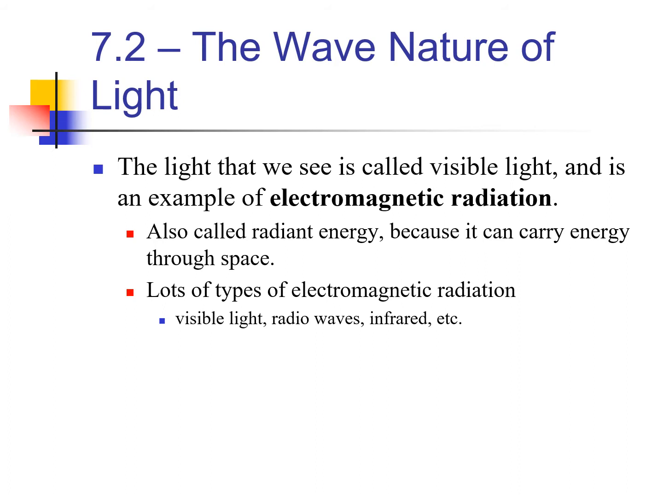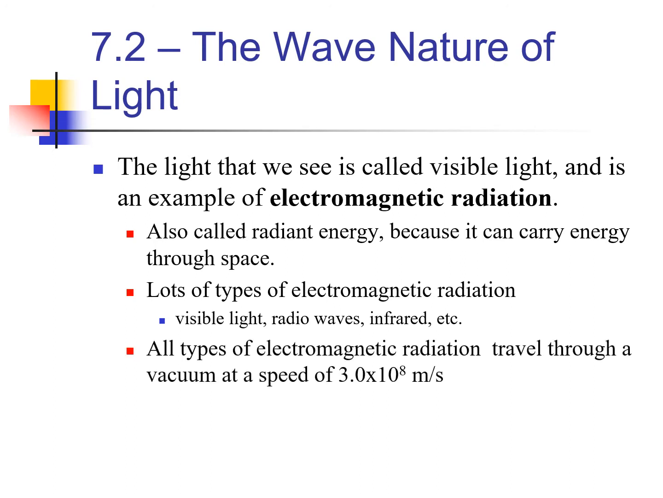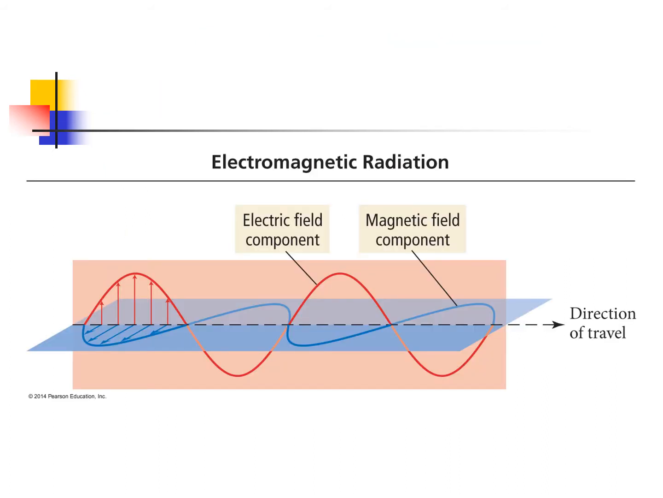The light that we see is just a type of electromagnetic radiation that we have sensory organs attuned to. Now, all electromagnetic radiation travels through a vacuum at a speed of 3 times 10 to the 8th meters per second. We call it the speed of light. It's lowercase c. Again, it could just as easily be called the speed of radio, but we knew about light first because we can see it.